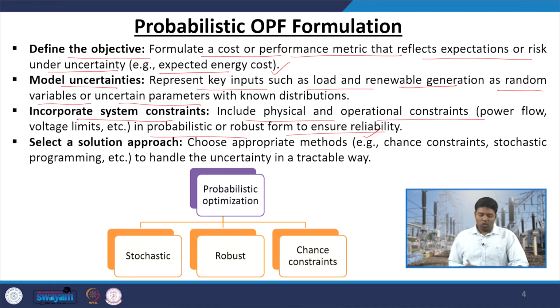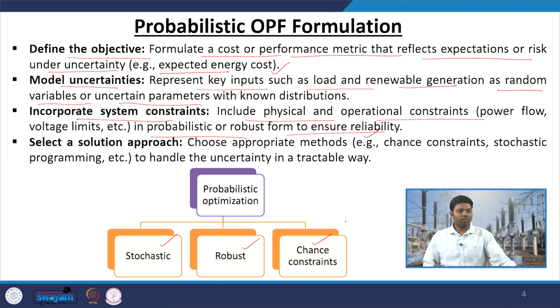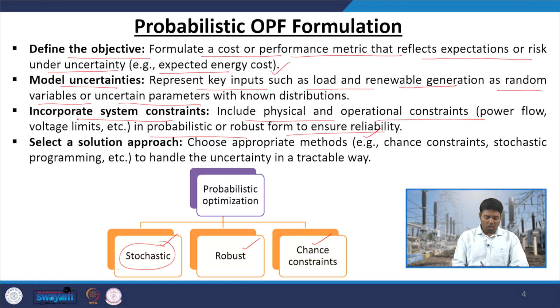Okay. So, for solving this kind of problem, there are majorly three different techniques. First, stochastic optimization, second, robust optimization, and the third is chance constraint optimization. So, we will see one by one, by looking at each method, how we can formulate that problem and how you can solve it.